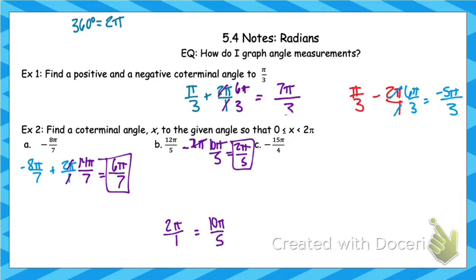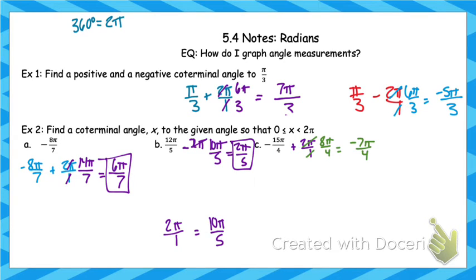Negative 15 pi over 4 is obviously less than 0. It's negative. So I need to add 2 pi. I need to get a common denominator. So I'm going to multiply the top and the bottom by 4. And then I can add across the top.